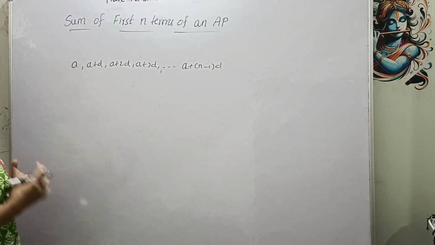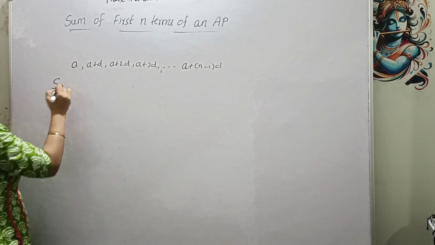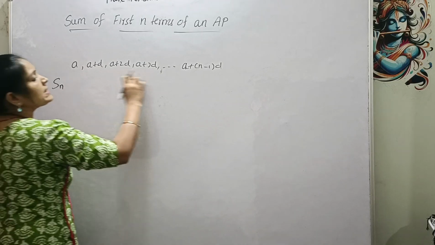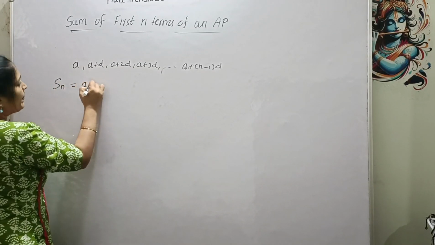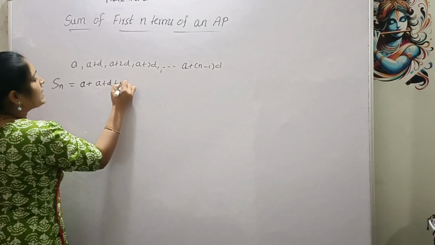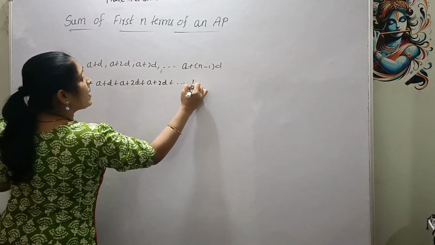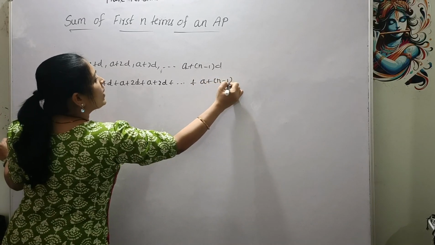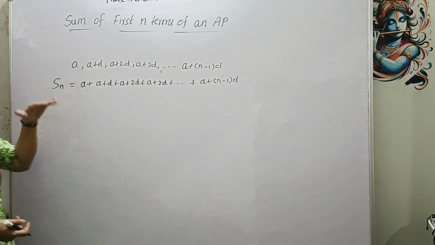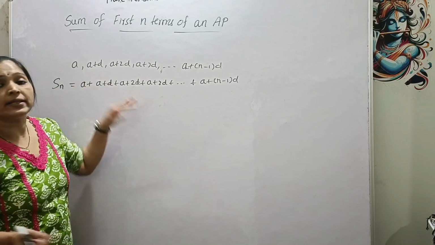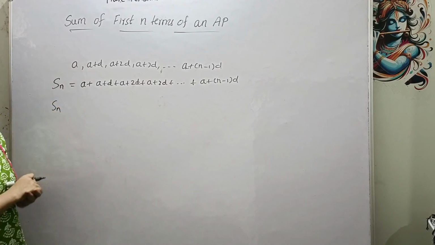So let's see how to find the sum of these n terms. It is denoted by Sn. That is, the sum of these n terms is denoted by Sn, which is equal to a plus (a plus d) plus (a plus 2d) plus (a plus 3d) plus etc. plus (a plus (n minus 1) into d). After that, next we will rewrite it in reverse order. It is the same sum, Sn itself.